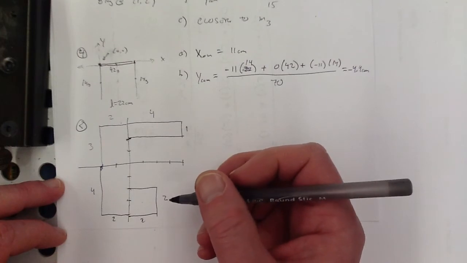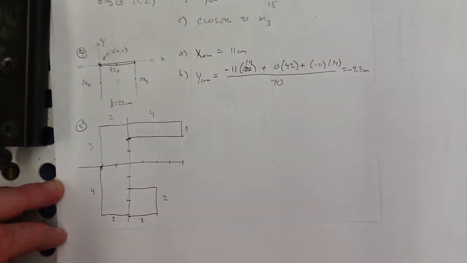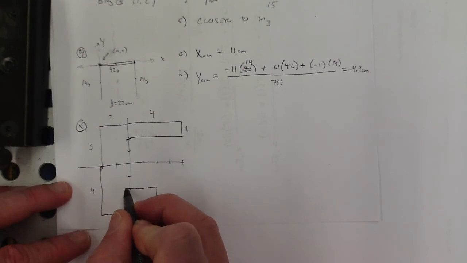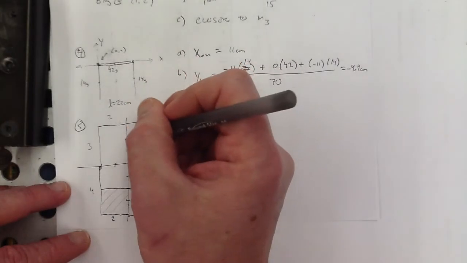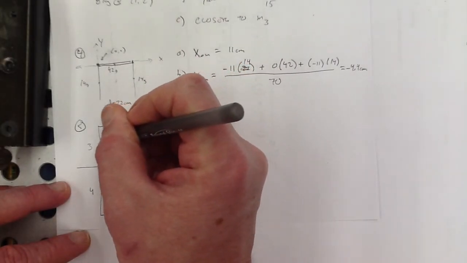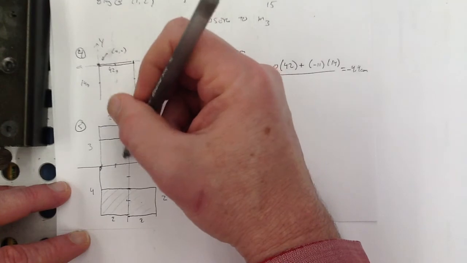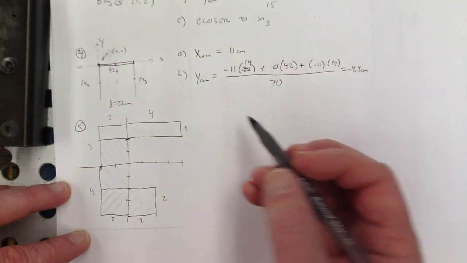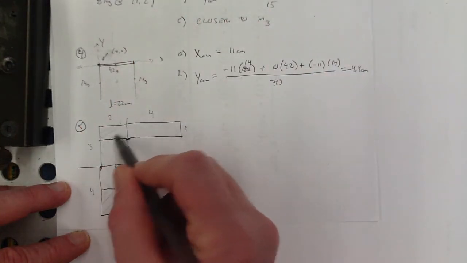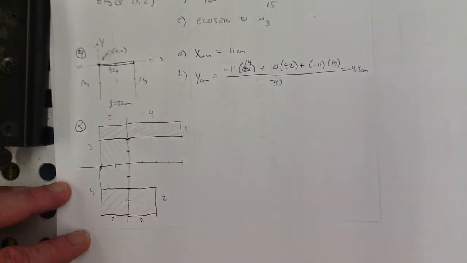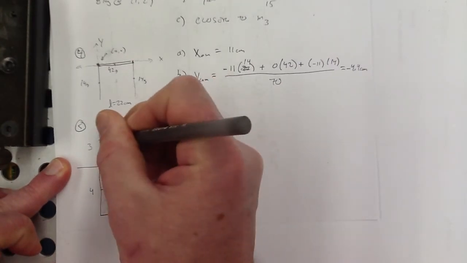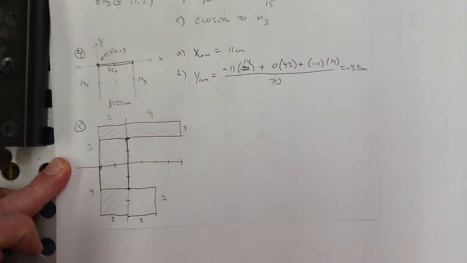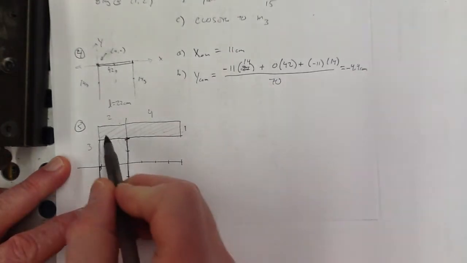I think I'm going to do it like this. I'm going to do this piece, this piece, and this piece. So I'm going to cut it into these 3 rectangles, because each one of those rectangles has X and Y symmetry, and it's very easy to locate the center.